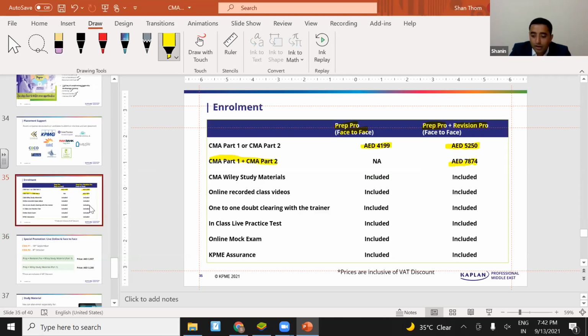Both Prep and Revision Pro will include all of these: study materials, recorded videos, doubt clearing with the trainer, in-class practice tests, mock exams, and KPME assurance. That is, in case you don't clear, you can come back to us.